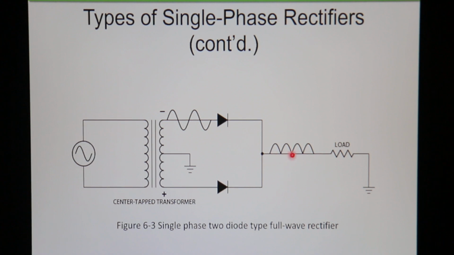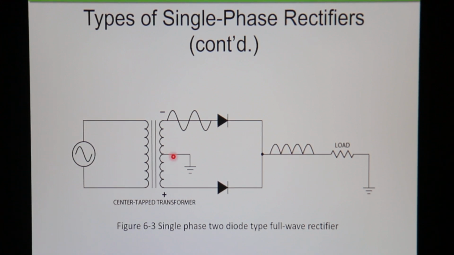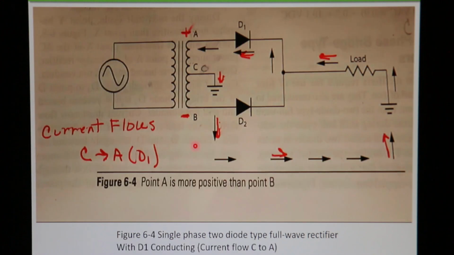Now I'm going to show you in a moment. This is a center tap transformer. So that means I'm not going to get the full voltage peak across each diode. I'm going to only get half of it. So I'll show you in a couple of drawings how this works, okay? So here is our full wave bridge, I'm sorry, not bridge, but here's our full wave rectifier.